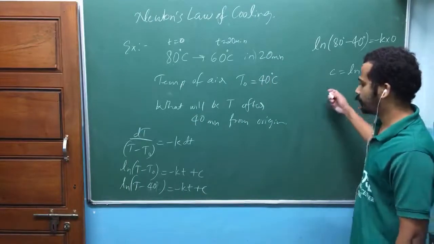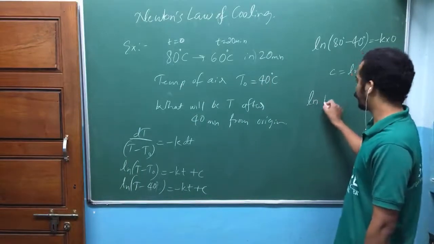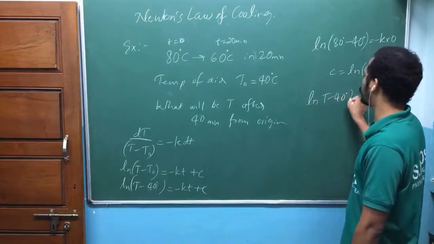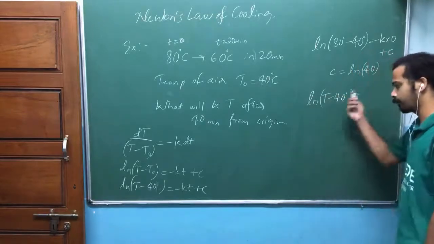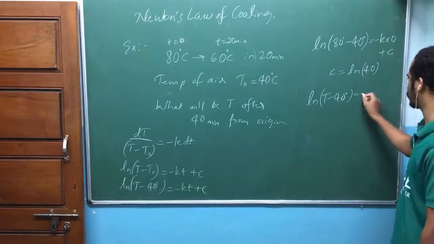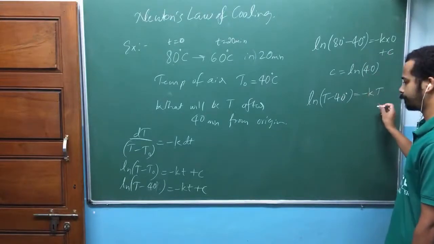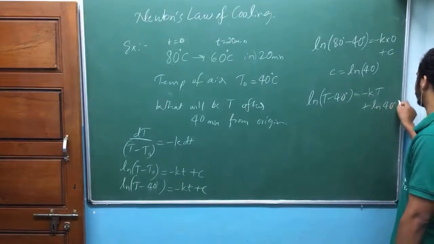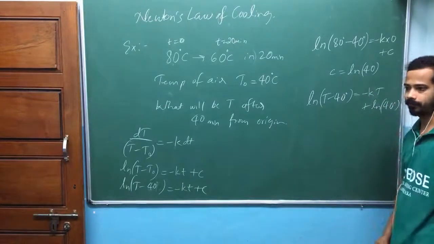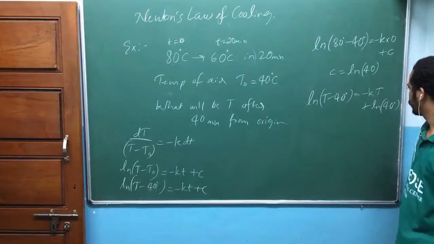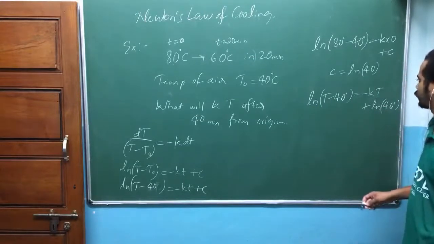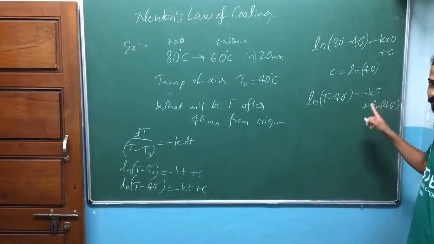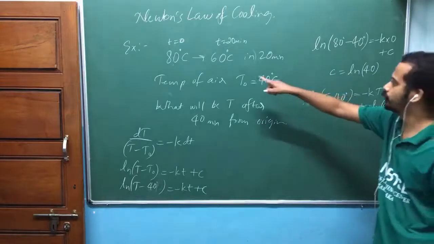Now look here, you have ln of (T minus 40 degrees). You can solve it in a simpler way if you have some other idea, so try with some other idea. It is minus kt plus log of 40. So can I write it like this? Minus kt plus log 40. Now you have this c. Now again use this.